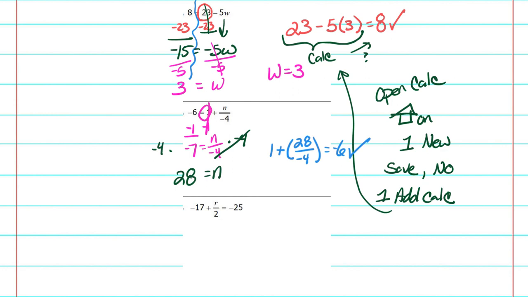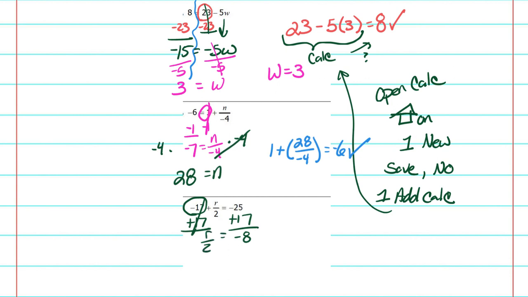Okay, last problem we have here, negative 17 plus r divided by 2 equals negative 25. So let's start here. I have negative 17. Well, I want that to zero out, so I'm going to add 17. That'll zero out, but I have to add 17 to both sides. So negative 25 plus 17, end up with negative 8. Bring the rest of the information down.